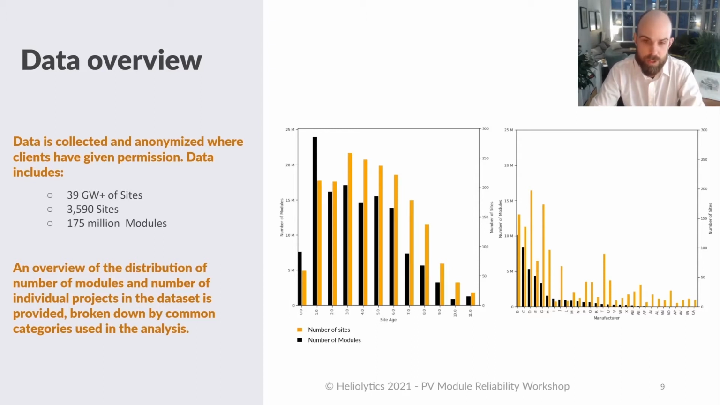You can also see a distribution breakout from the data that's in this data set. We're going to be looking at stuff by site age and also by manufacturer. So this gives you a sense of how robust this data set is across some different cuts of this data set. The black bars represent the number of modules, and the orange bar represents the number of sites.